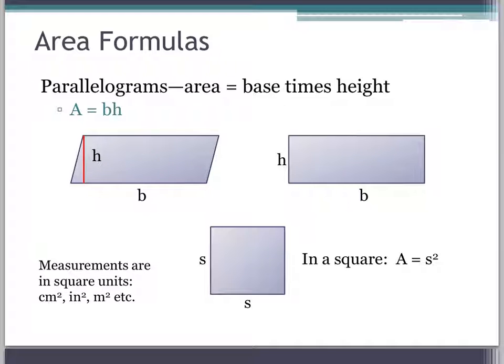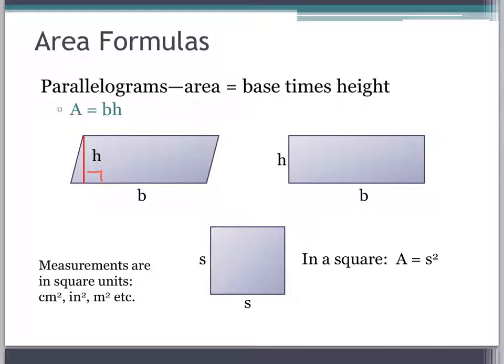Something to be careful of, though. The height is not always the side of it. The height is a perpendicular line. That means a 90-degree angle between the top and the bottom. So in this case, right here, notice the height is actually found on the inside. Remember, perpendicular means 90 degrees. So it's a line that's drawn at 90 degrees between the two bases. It's not actually one of the sides itself. Those sides are useless in area if they're bent out like that.